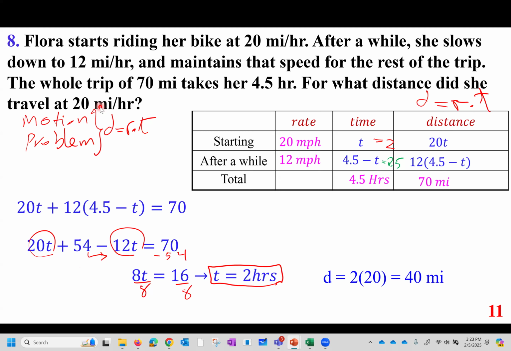A quick recap. This is a class of problem known as motion problem. By motion problem, we mean this formula, D equals RT. So distance is rate times time. You fill up the table with rate, time, and distance accordingly. You put the numbers where they belong as they are given. And then you can create an equation to solve for a missing variable.